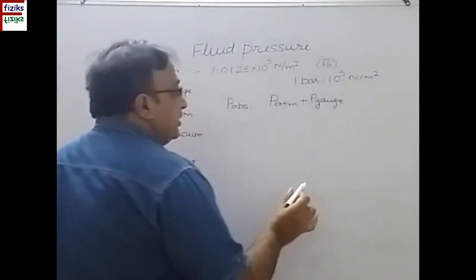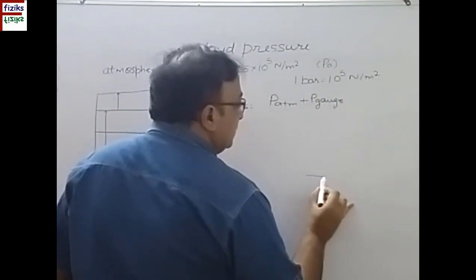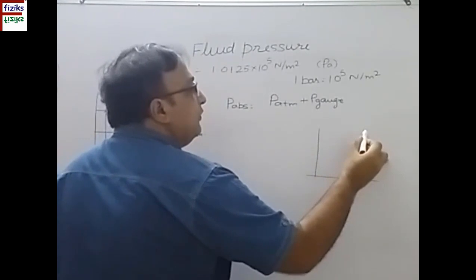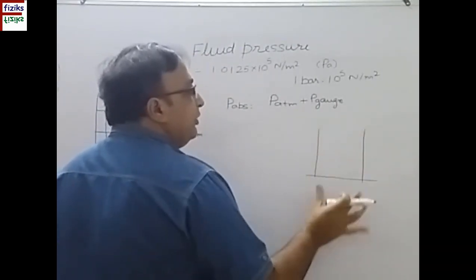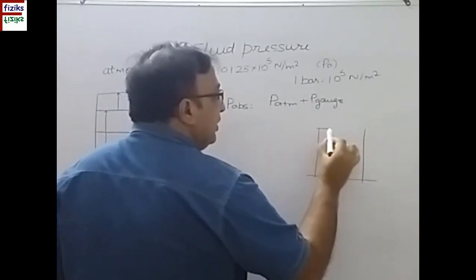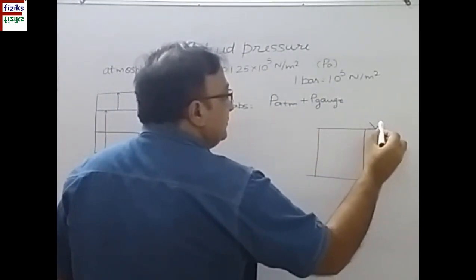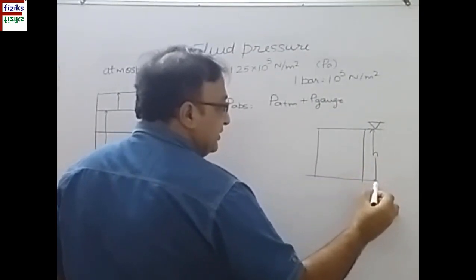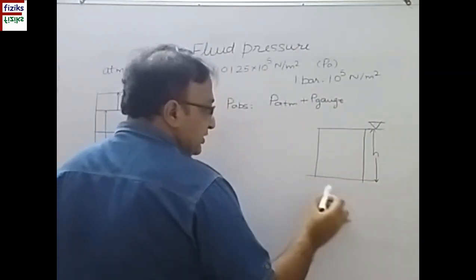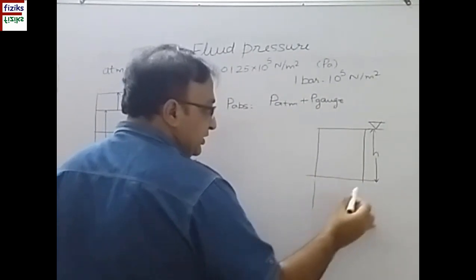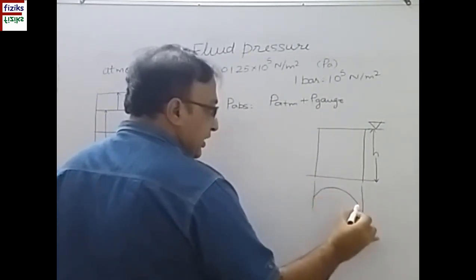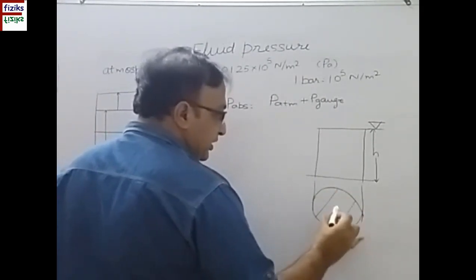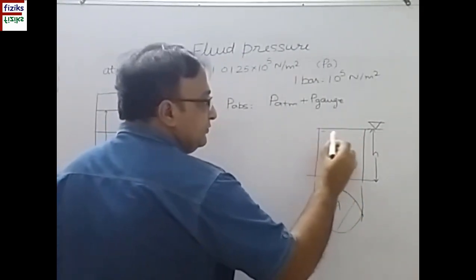Now, how do we measure the pressure? Suppose this is the surface over which a column of fluid is standing. This is the column of fluid, maybe water or any other fluid, and this is the free surface. Let the height of this column from the base be h, and suppose it has a circular cross section or maybe any other cross section. The cross section area of the fluid is A.